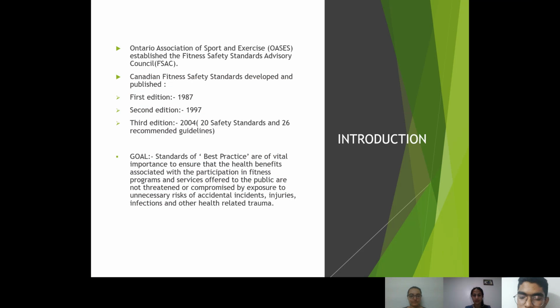Before that, we have to know more about the fitness safety standards. The Ontario Association of Sports and Exercise (OASIS) established the Fitness Safety Standard Advisory Council, and the first edition of the Canadian Fitness Safety Standard was developed and published in 1987. The second edition was published in 1997. The third edition was published in 2004, and it includes 20 safety standards and 26 recommended guidelines.